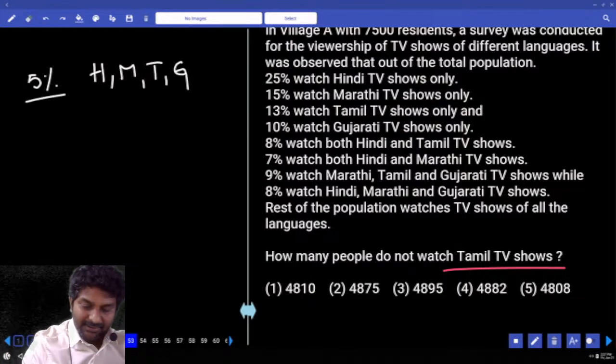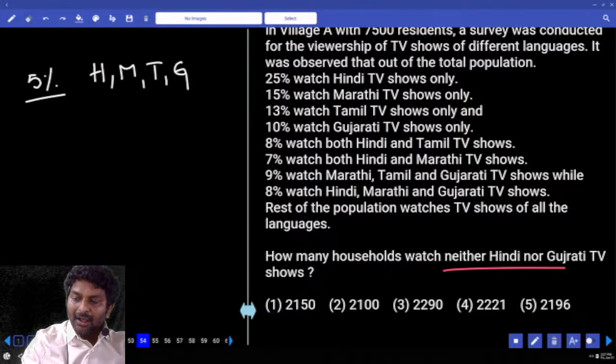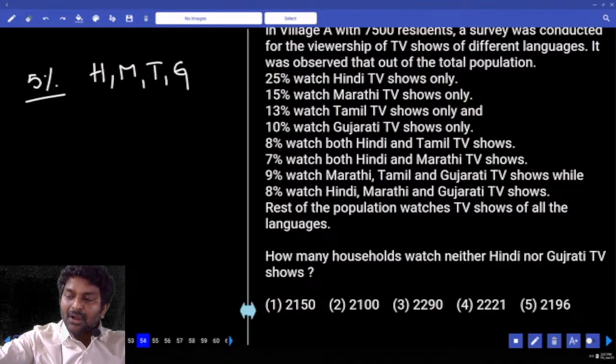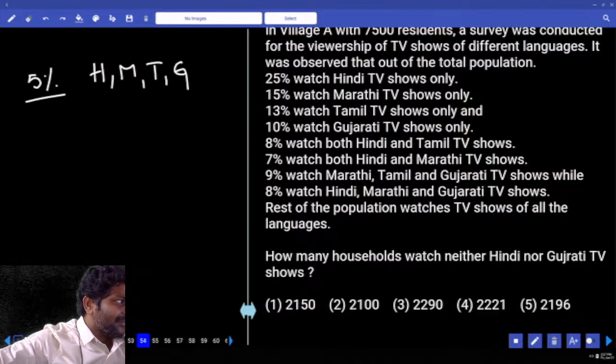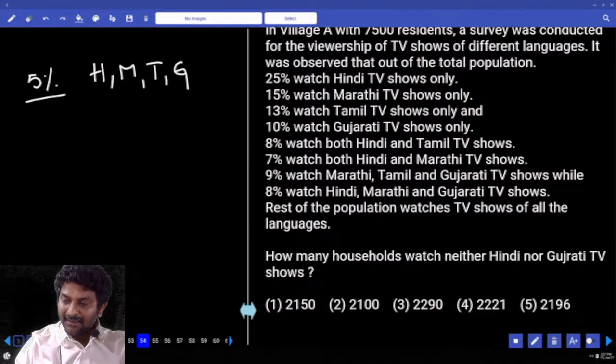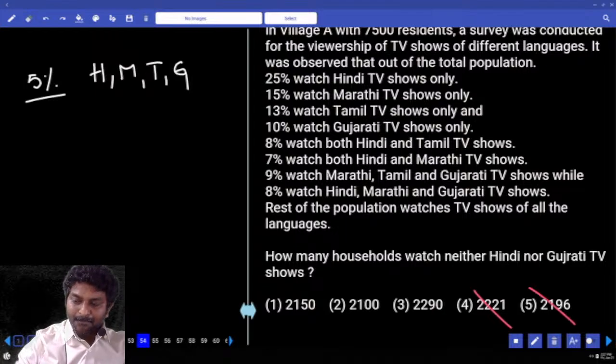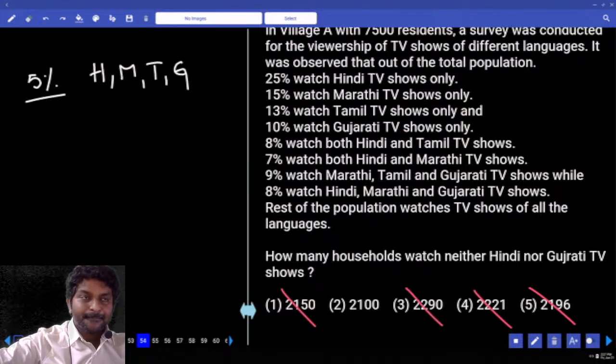Then subtract that from the total 100%, you will get people who do not watch Tamil. Understood? Right. How many households watch neither Hindi nor Gujarati? Whatever it is. Okay? Right. How many can you eliminate? 2 options. Can it be the first option? Can it be the second? Can it be the third? Over.